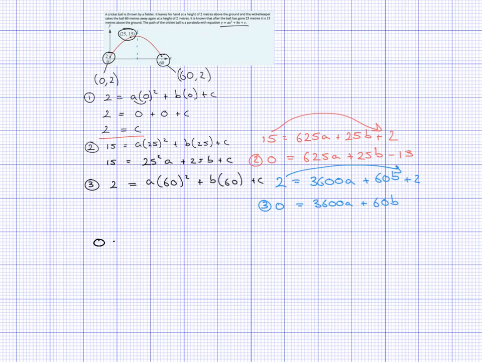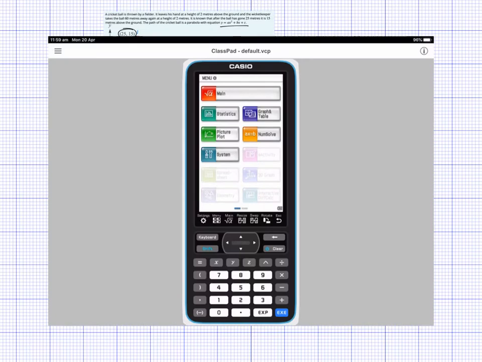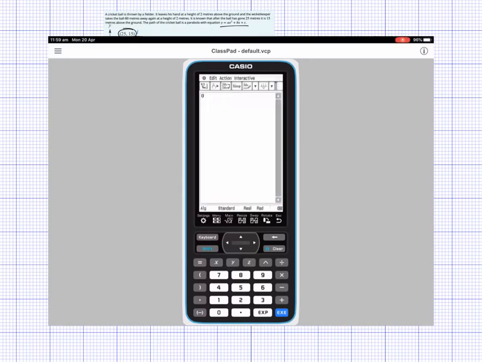So it's going to be 0 equals 625a plus 25b minus 13, and 0 equals 3,600a plus 60b. All right, I can't be bothered working that out by myself, so I'm going to use my calculator. I've prepared a little video here of me doing so, which you can see here.